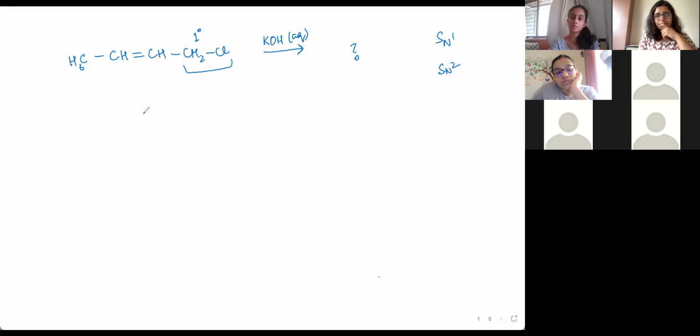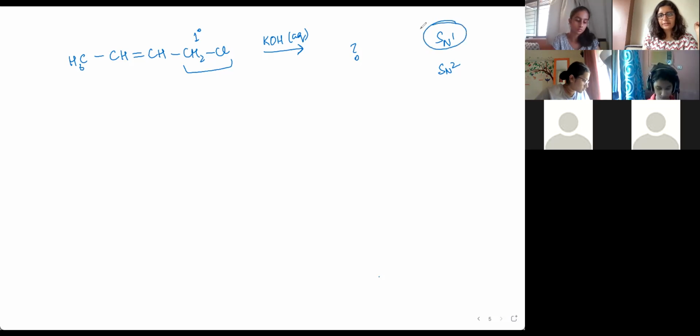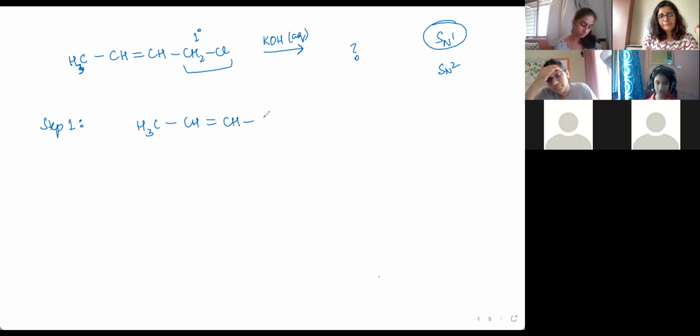I thought Sn1 because it's an allylic halide. Yes, there you go. Allylic hai. So if it goes through Sn1 mechanism, the carbocation can be resonance stabilized. So Sn1 mechanism is correct. So first step क्या है Sn1 mechanism का? Formation of carbocation. हाँ. So rest of the molecule will remain the same. But this bond breaks, it loses a Cl minus and it forms this particular carbocation.